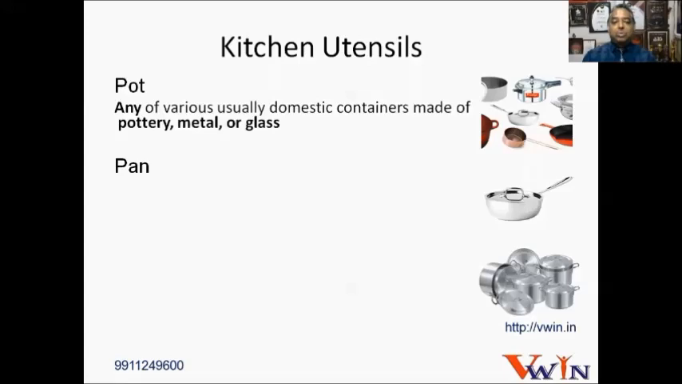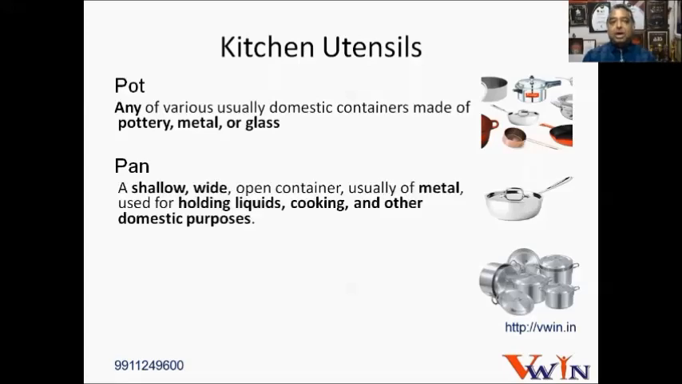Now pan is a kind of pot and it is actually shallow and wide. Means उथली होती है, गहराई नहीं होती, और wide होती है, चौड़ी होती है. And generally it is made of metal. And the purpose of pan is to hold liquids. Cooking के लिए भी इसका यूज किया जाता है and other domestic purposes के लिए भी pan का यूज किया जाता है.